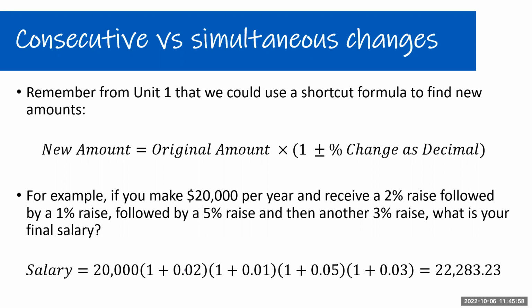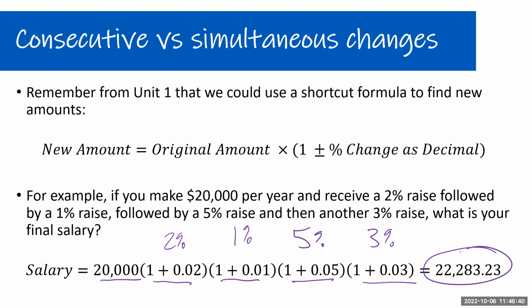We can use these if we're doing consecutive or simultaneous changes, okay? So for example, if you make $20,000 per year and you get a 2% raise, followed by a 1% raise, followed by a 5% raise, and then another 3% raise, what's your final salary? Well, here's your original. Here's your 2% increase, your 1% increase, your 5% increase, and your 3% increase, okay? We can enter this all into our calculator at once. Your new salary is now $22,283.23.